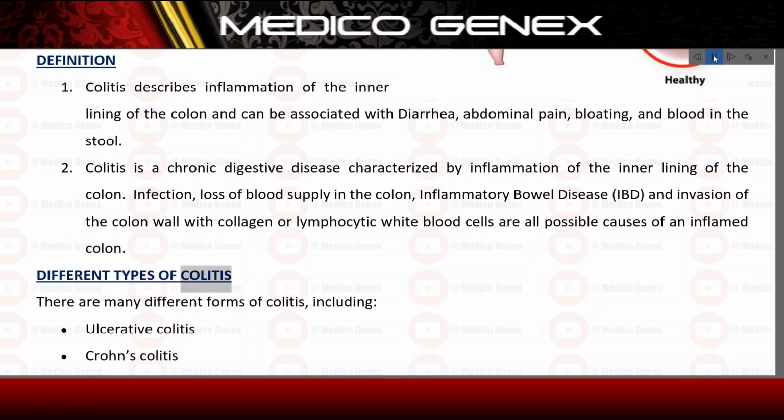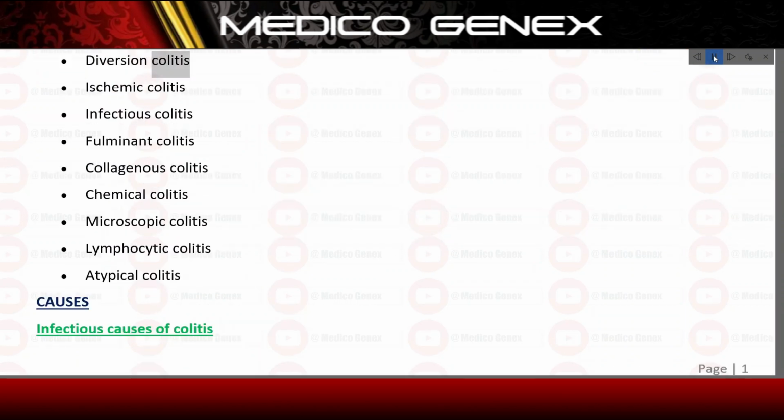Different types of colitis. There are many different forms of colitis, including ulcerative colitis, Crohn's colitis, diversion colitis, ischemic colitis, infectious colitis, fulminant colitis, collagenous colitis, chemical colitis, microscopic colitis, lymphocytic colitis, atypical colitis.